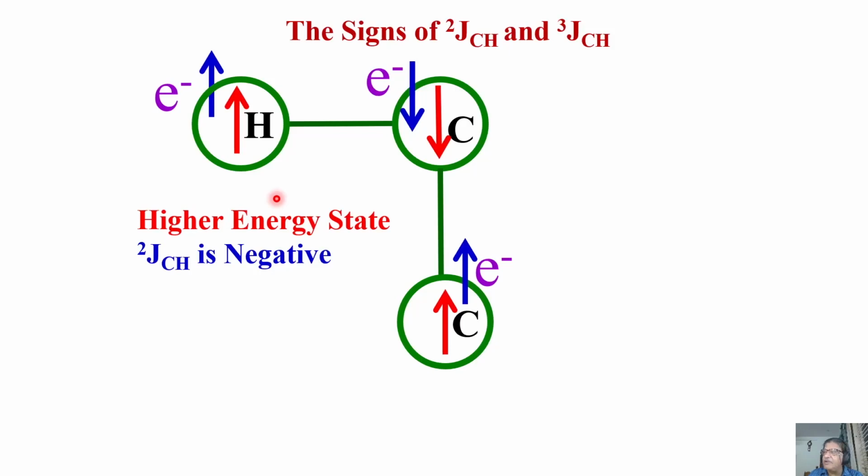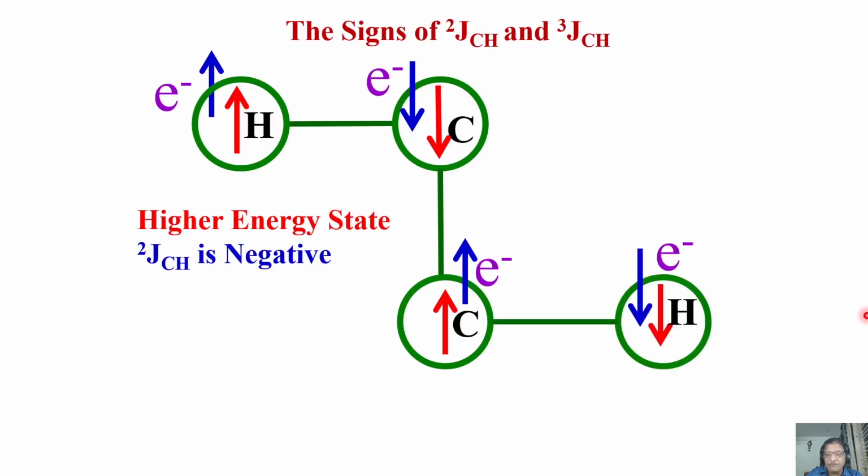You are all with me, I hope. Now, let us continue further. What happens if I get 3 bond coupling? Up to this you have understood. Simply add one more bond. Now how does it orient?